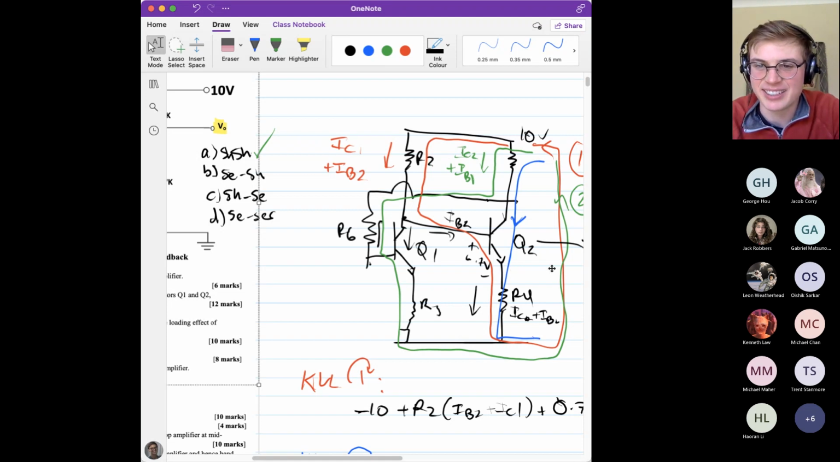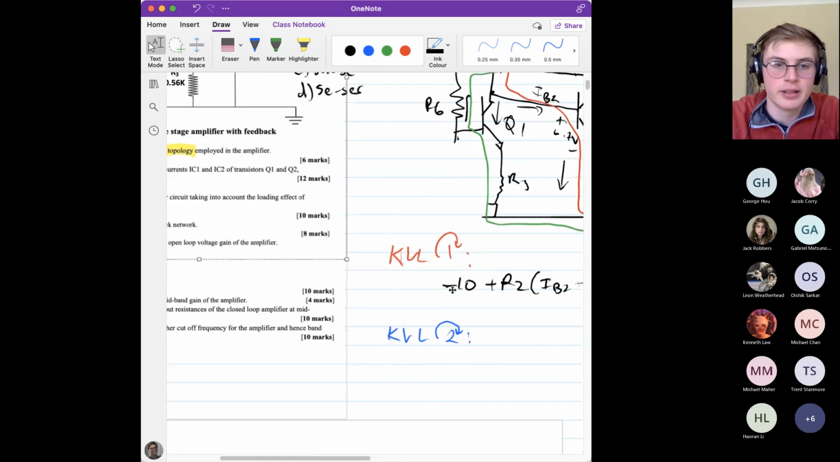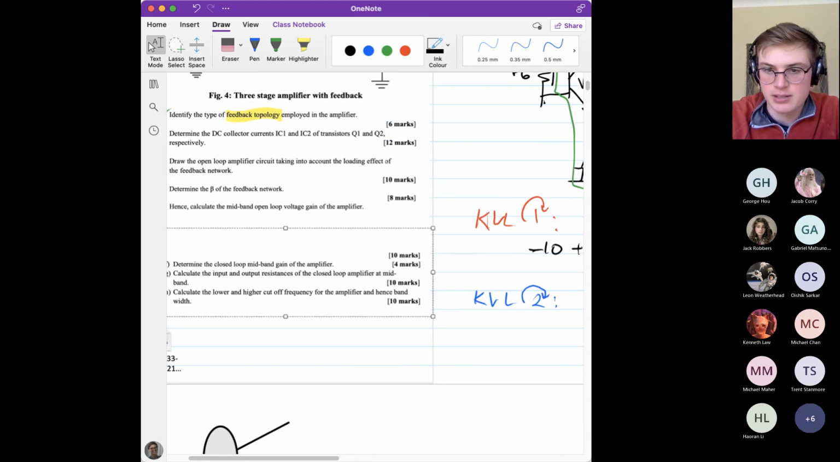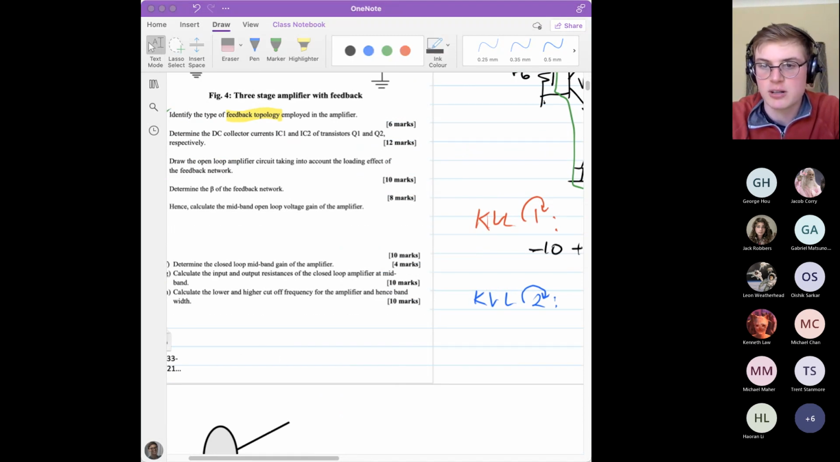Yeah, I don't know. I think it's a better way to do it this way, because otherwise you've got to assume what VCE is, and you don't. It's better to assume VBE, I guess. I don't really know. So that's the first page of this question, and then this is the next page.